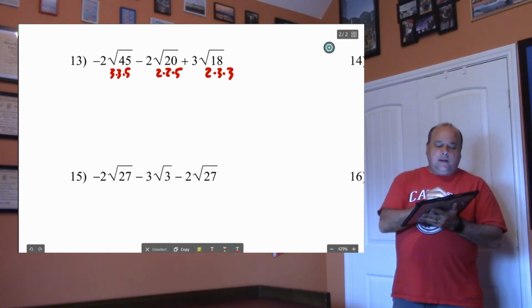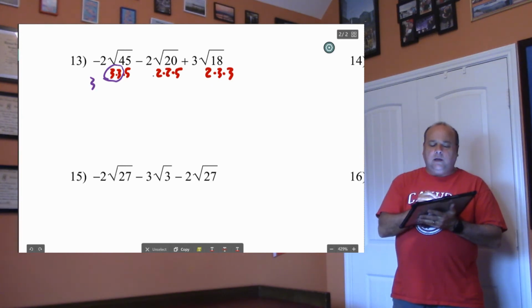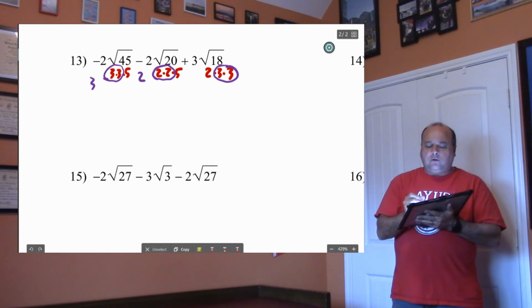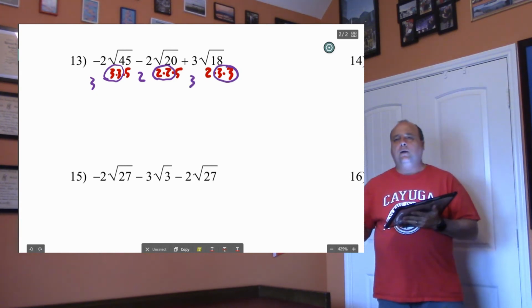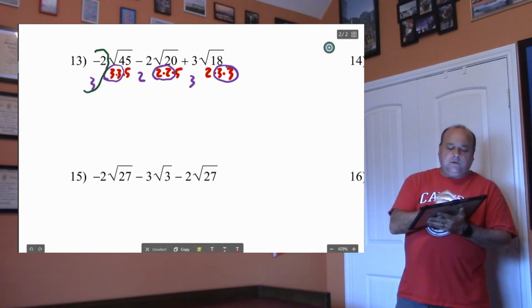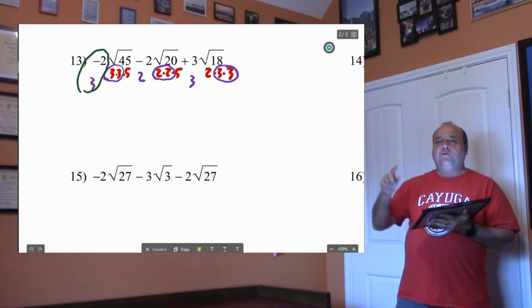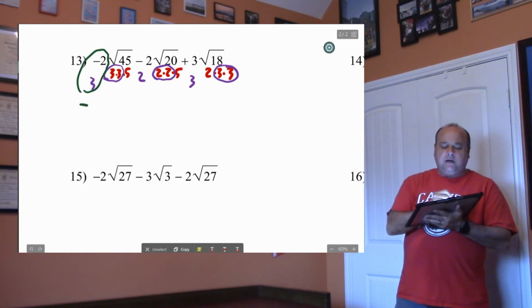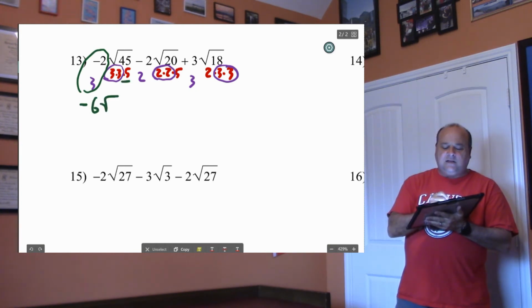Now then I'm going to circle my pairs. So I could circle a set of 3's. I'm going to pull out a 3. Circle a set of 2's. I'm going to pull out a 2. Circle a set of 3's. I'm going to pull out a 3 on it. Now then I'm going to multiply the outside numbers and multiply the inside numbers. So right here I'm multiplying 3 times negative 2. That's going to be negative 6, and my 5 stays inside.